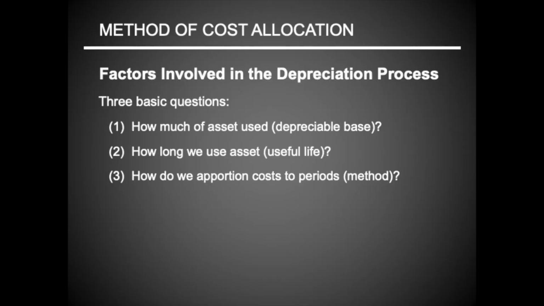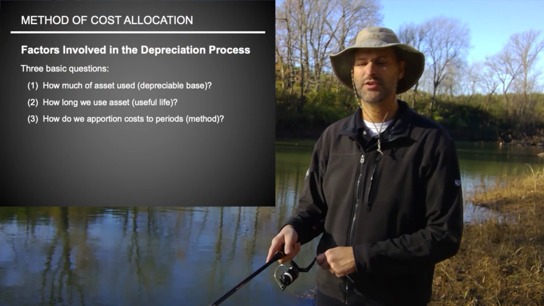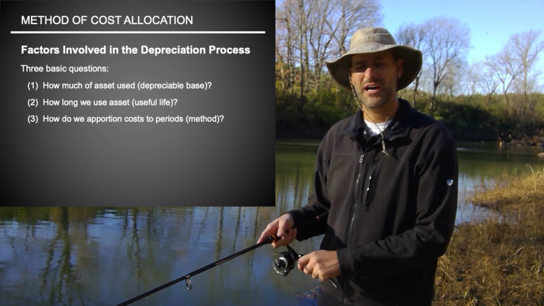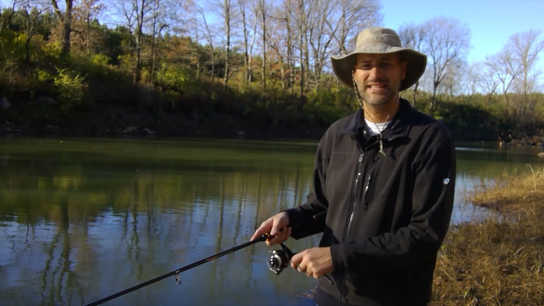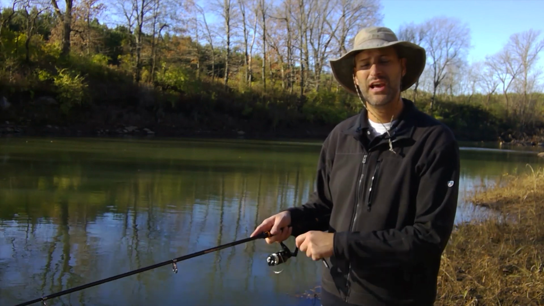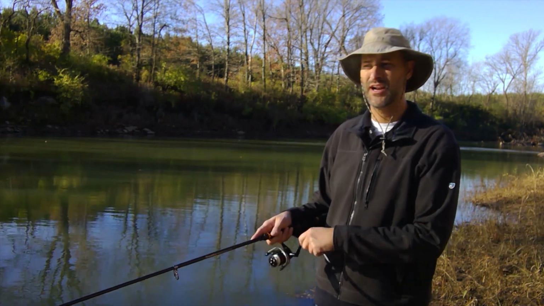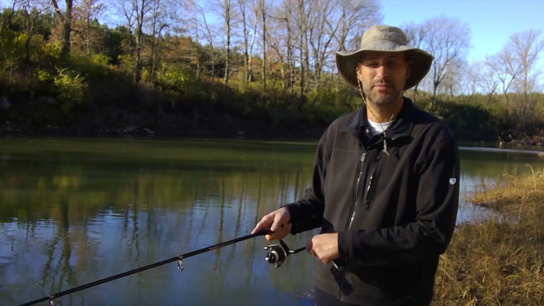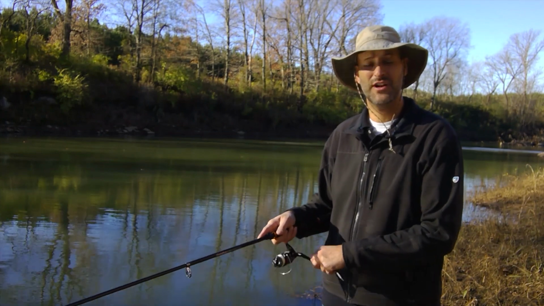So some factors involved in the depreciation process. So 3 basic questions. Question 1, how much of the asset is used, or how much of the asset will be used? That is our depreciable base. That's a question of, okay, so I have this fishing rod. When I buy it, it's whatever, say $200 for my equipment. How much of that am I going to plan on using? In the case of a fishing rod, I'm going to basically use it until it stops working, which means I'm going to use 100% of it. So my depreciable base in this case is the full $200 that I paid for it.